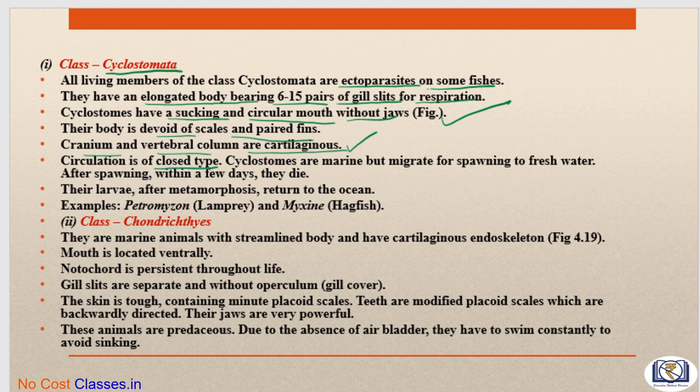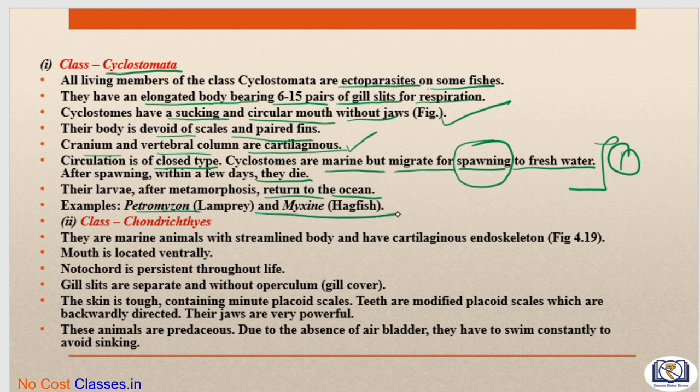The circulation of these animals is of closed type. They are marine, but they migrate for spawning to fresh water. Very, very important. Then after spawning, within a few days, they die. This is a very important point, a one mark question, anybody can ask on this. The larva, after metamorphosis, then returns to the ocean. Examples, you have to learn these, hagfish and Petromyzon, these are the examples.